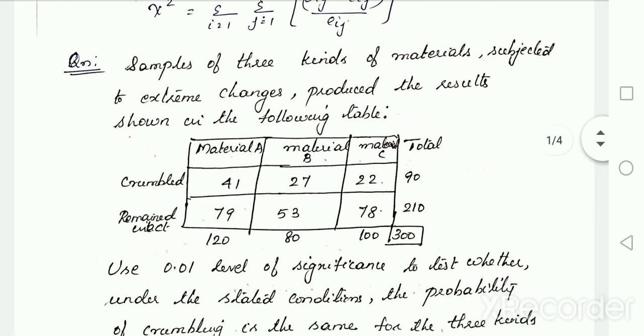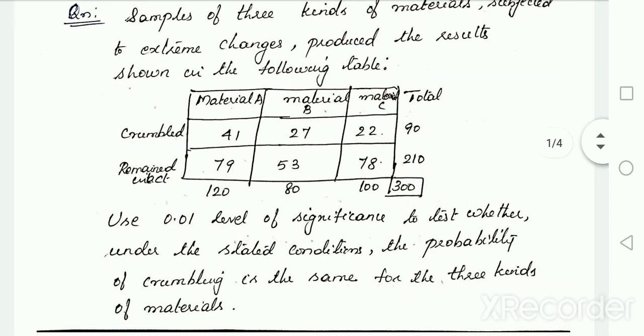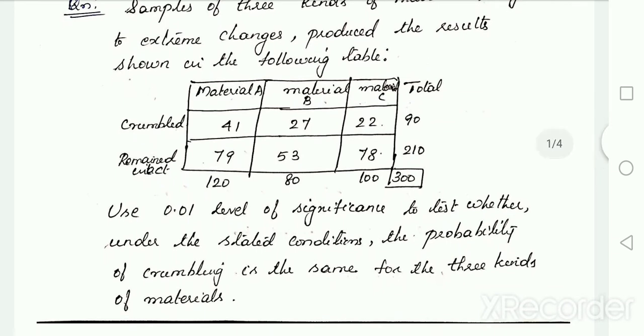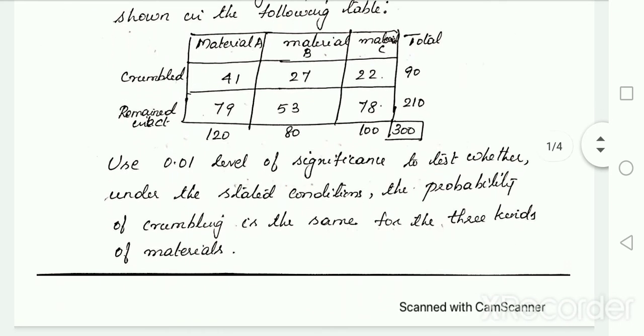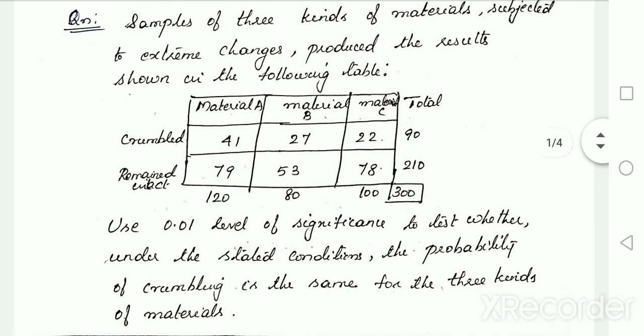Okay, so for example, in this question there are 3 materials and the results are given here. Actually, the row total and column total we need to find here, that is not given in the problem. We need to find the corresponding row and column totals, and the grand total also. Here the question is to check whether the results are the same for the 3 kinds of materials, that is, whether the production results are the same or any difference.